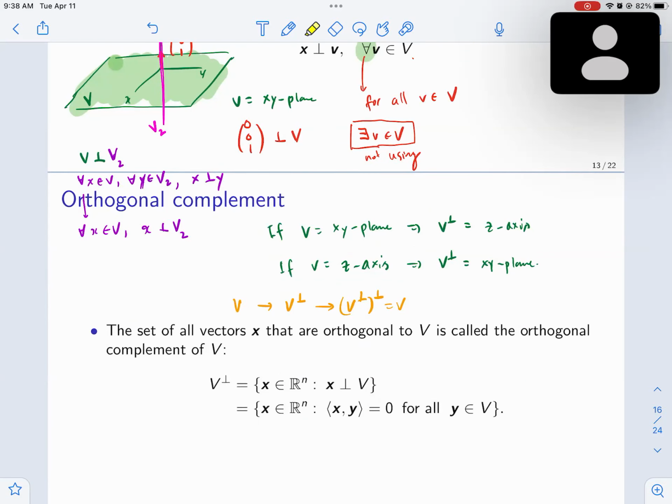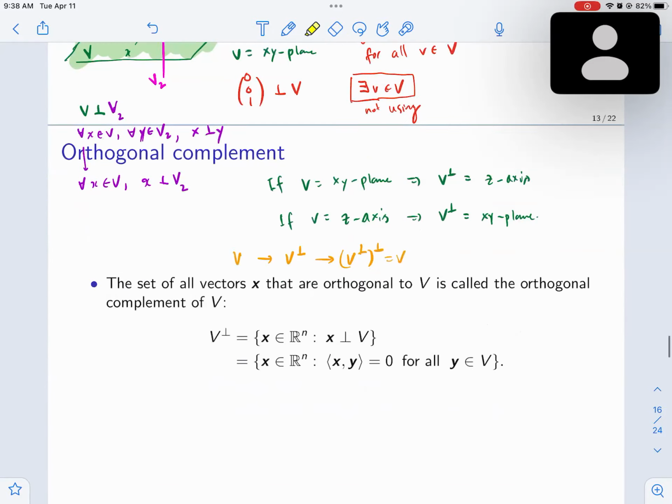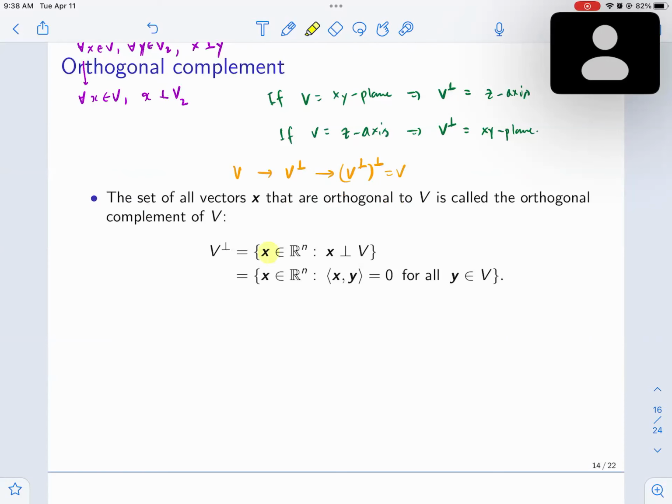Then we define the orthogonal complement, which is sort of the largest subspace that's orthogonal to V. So it contains the set of all vectors X that are orthogonal to V. So if you have a subspace V, even if it's not a subspace, actually, you can define this V perp. So for any subset of Rn, you can look at the set of all vectors that are orthogonal to it, that V perp would be well defined, and it would be a subspace.